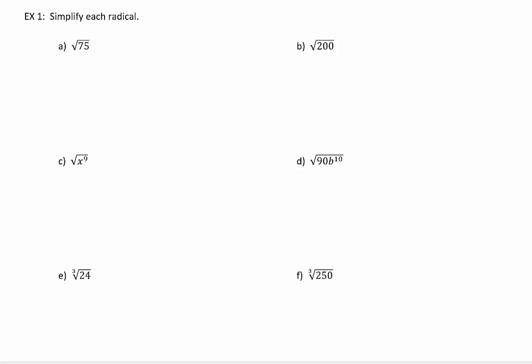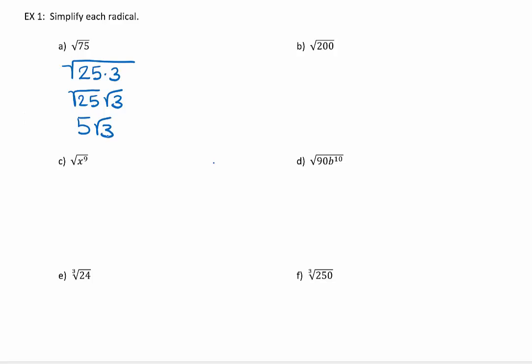Today we're going to talk about simplifying radicals. And so let's just start by doing some examples. If I want to simplify root 75, I notice that 75 is not a perfect square. However, 75 is the same thing as 25 times 3, and 25 is a perfect square. We can write this as root 25 times root 3, and root 25 turns into a 5, so 5 root 3 is my final answer.